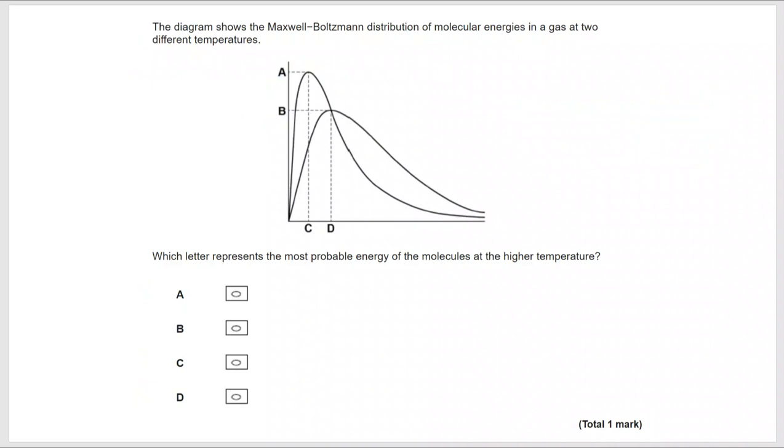Next question for you to try. Once again, Maxwell-Boltzmann curve provided for a lower temperature and a higher temperature. Which represents the most probable at the higher temperature? Well, we have to remember that in a higher temperature, the peak of the curve shifts to the right and down. So this is the higher temperature curve. We then know that we've got B or D, but as already discussed, the x-axis is energy. So the correct answer is D.